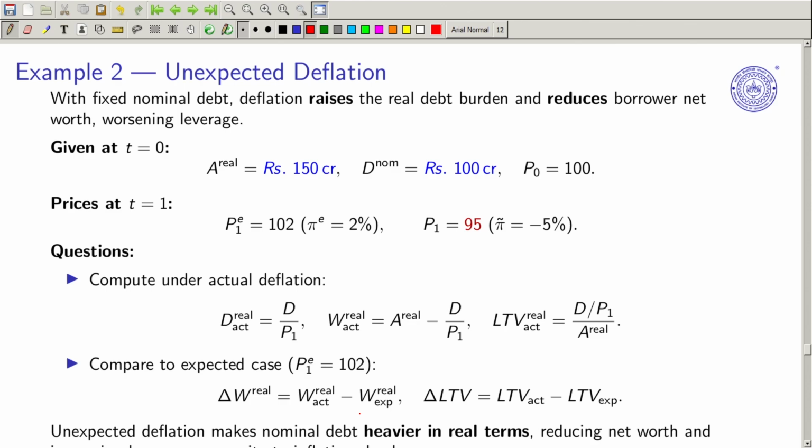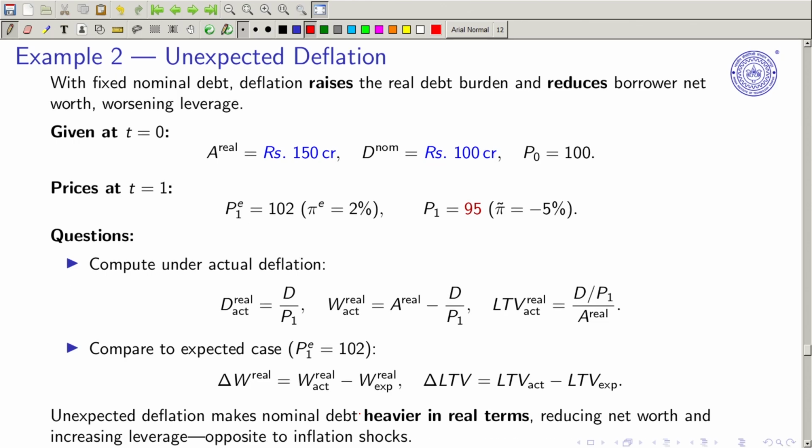Now let's move to deflation. With fixed nominal debt, deflation raises the real debt burden and reduces borrower net worth, worsening leverage. So this is what we are expecting. Suppose at time t0, your asset real is 150 crore, nominal debt is 100 crore, and price is 100 initially. At t1 expected inflation is 2%, and since we are talking about deflation, the price is coming down by 5%, so now it will be 95. Now compute under actual deflation: you have to think about the real debt, the net worth, and the LTV you have to calculate.